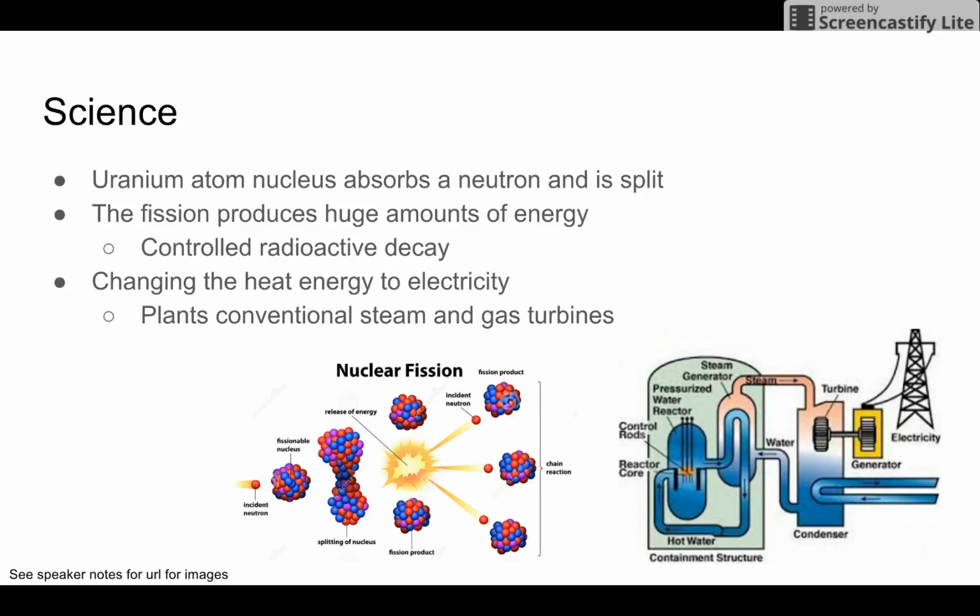So the science behind nuclear energy: nothing is actually burned because the uranium atom nucleus absorbs a neutron and it is split. This fission creates huge amounts of energy in forms of heat, and it is a type of controlled radioactive decay. And uranium is used because it has 3 million times the energy of fossil fuels. And when changing the heat energy to electricity, engineering is used because the plant's conventional steam and gas turbines change it to electricity.